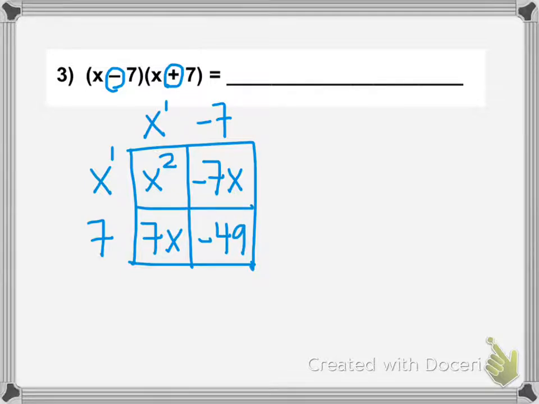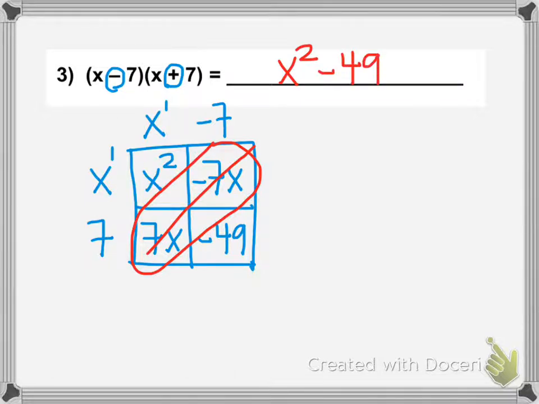Okay, usually remember those two on the diagonal can combine. A 7x and a negative 7x, though, are opposite. So they're going to add to make 0. They're going to actually go away. So all that we're left with is x squared and the negative 49.